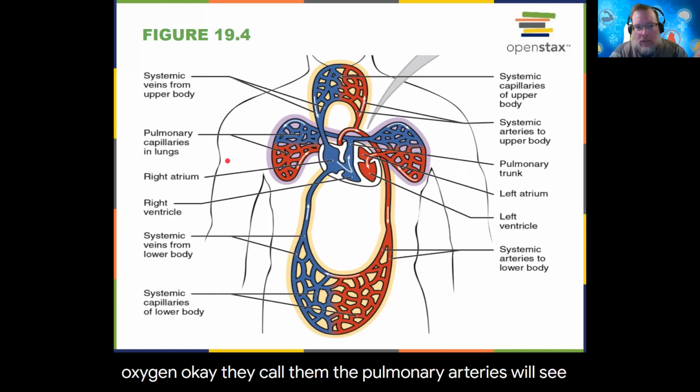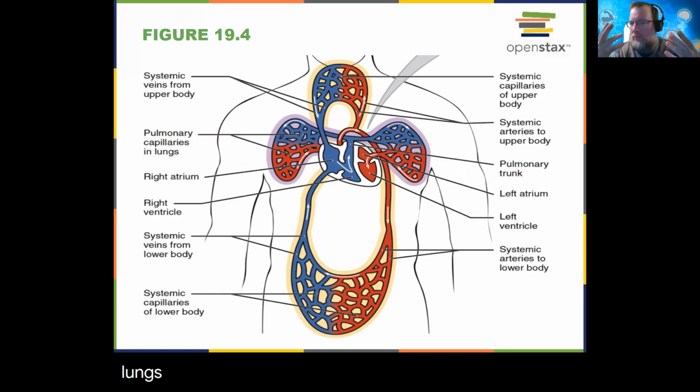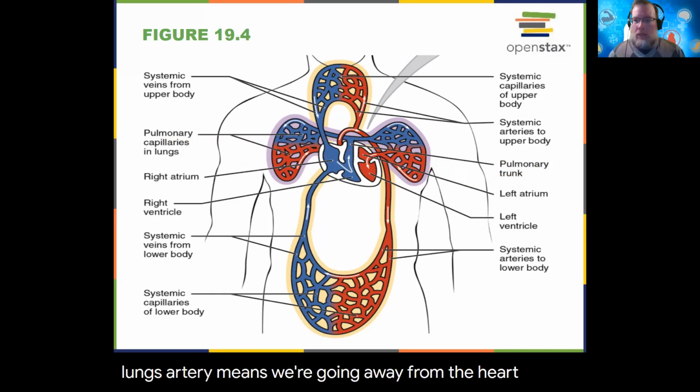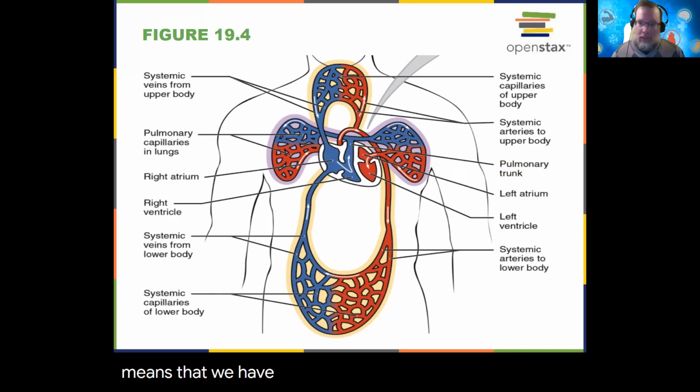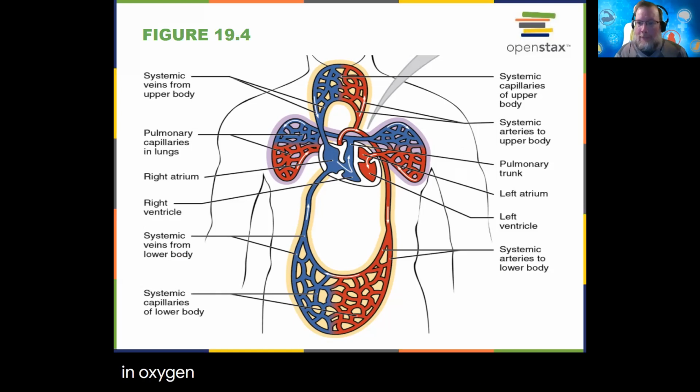You can see the term pulmonary here. Pulmonary has to do with the lungs. Artery means we're going away from the heart. So it means that we have blood that's leaving the heart, going to the lungs in this particular vessel called the pulmonary artery, the only artery in the body that's carrying blood low in oxygen.